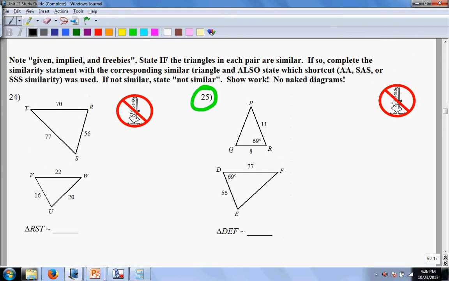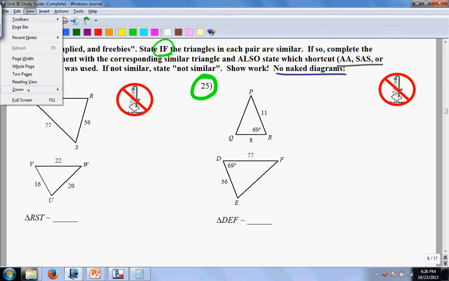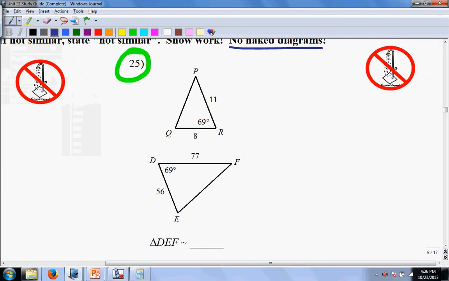All right, so it says here, note the given, the implied, and freebies. State if the triangles in the pair are similar, so they might not be similar. If so, complete the similarity statement with the corresponding similarity triangle. Also state what the shortcut is: angle, angle, side, or side, angle, side similarity. If not similar, state not similar. No naked diagrams. That's what that symbol means. It means you should be marking your discovery information on the diagram.